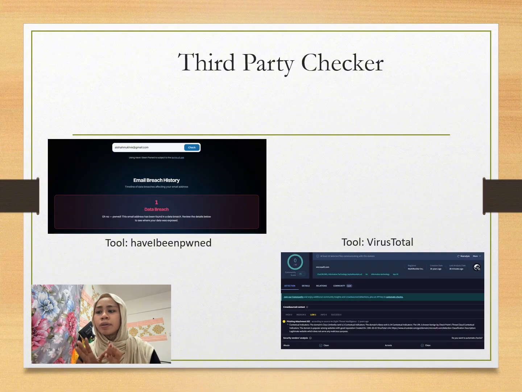For VirusTotal, you can identify the domain used by the sender. Is it malicious or is it not? Is it legit or is it not legit?